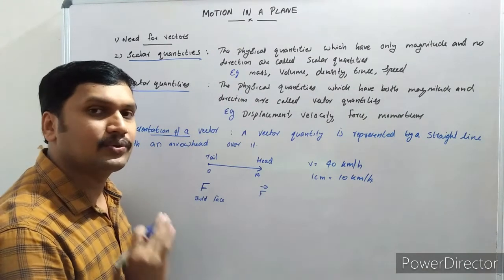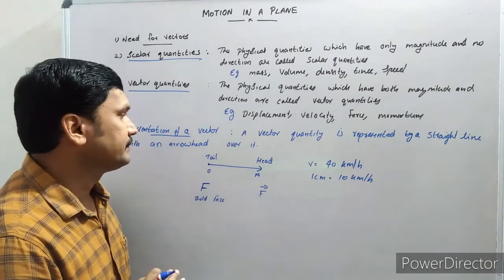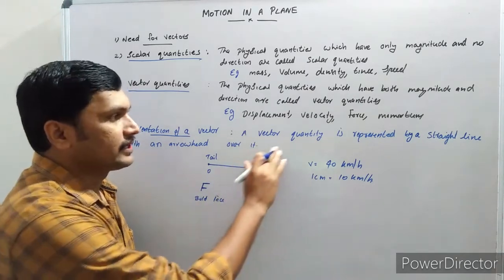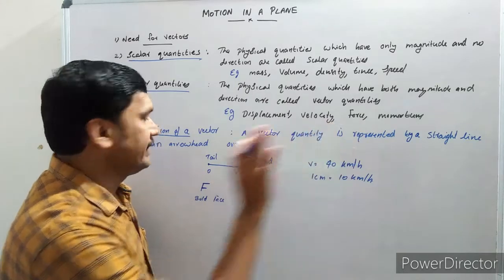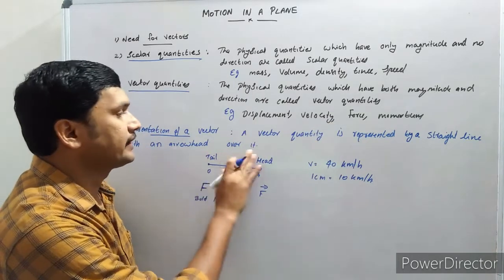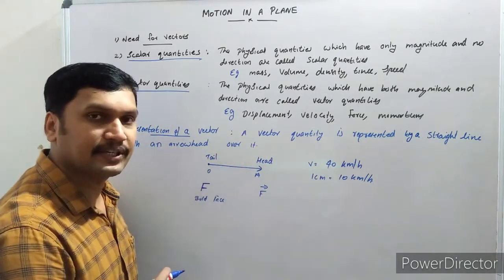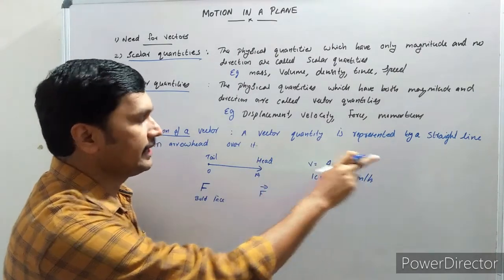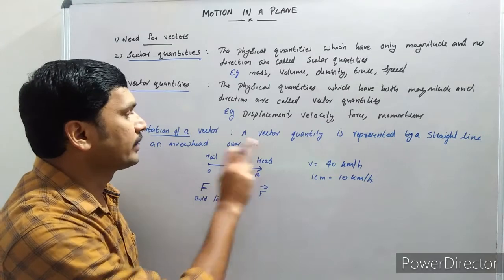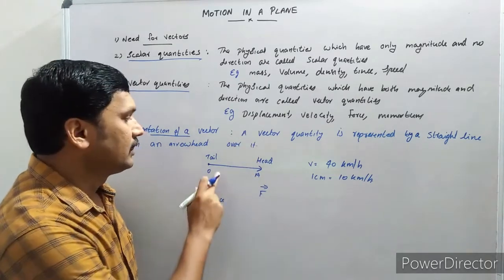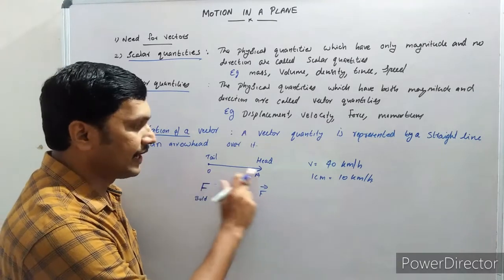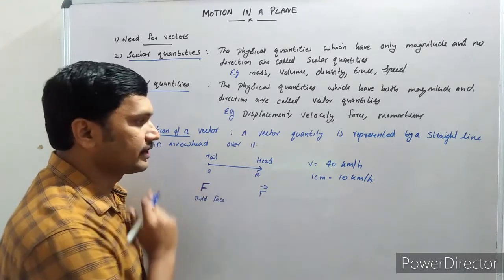Now let us see how to represent a vector quantity. The representation of a vector: a vector quantity is represented by a straight line with an arrowhead over it. This is one of the representations of a vector quantity. Here we have shown a vector OA. It's a straight line and an arrowhead is shown here.